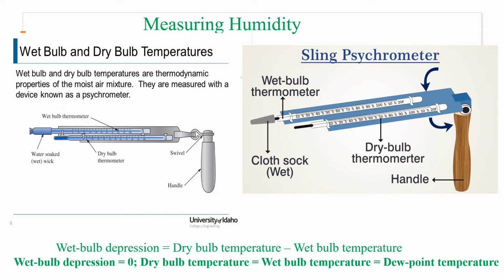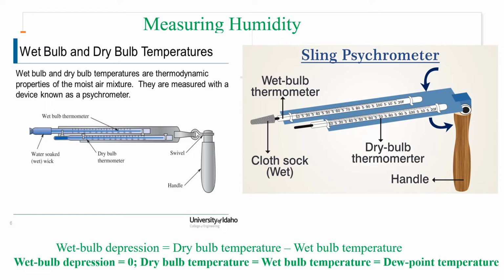So the dry bulb, the wet bulb and the dew point would be the same if there is no depression. If the wet bulb depression is 0, the dry bulb temperature, wet bulb temperature, and the dew point would be the same temperature. So our relative humidity would be 100%. That means the air would be completely saturated.